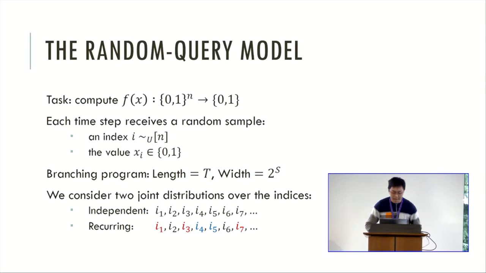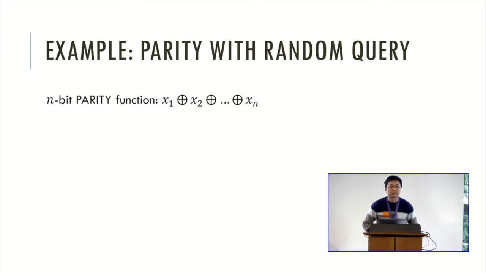Let's first take a look at the example to compute the parity function. The parity function is not so interesting in the standard query model for studying time-space trade-offs because you can just query each bit exactly once and you will need only one bit of memory. But in the random query model, things are different.